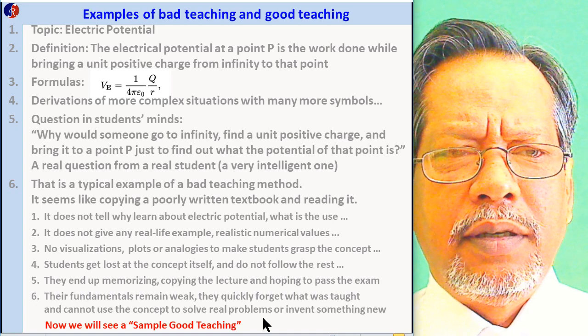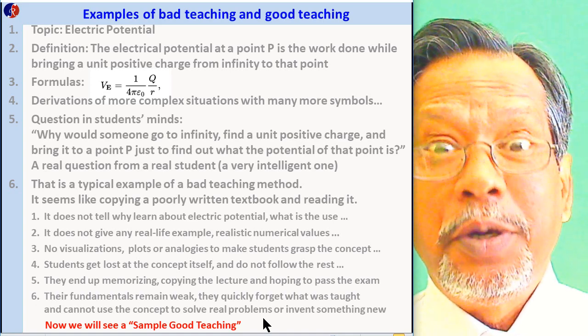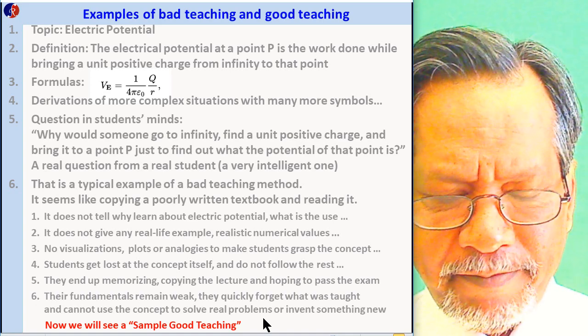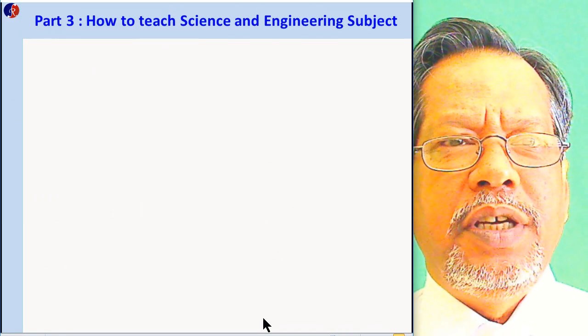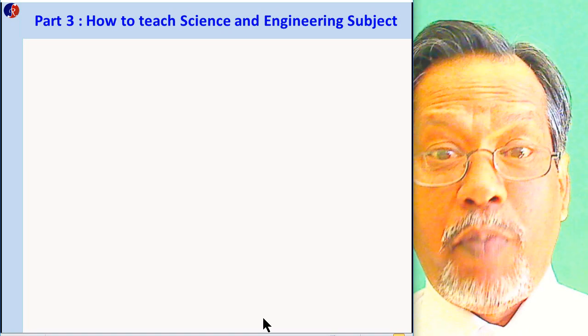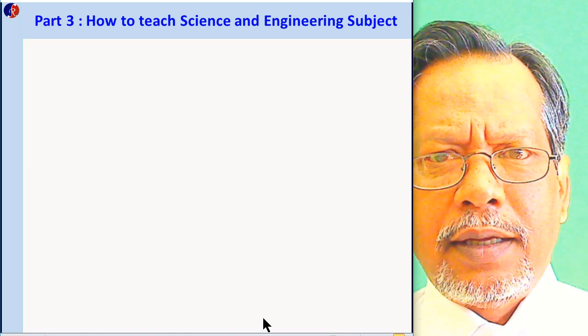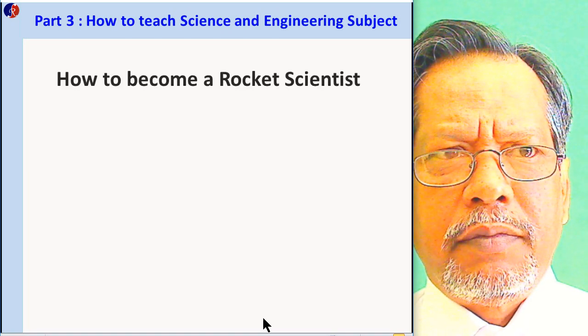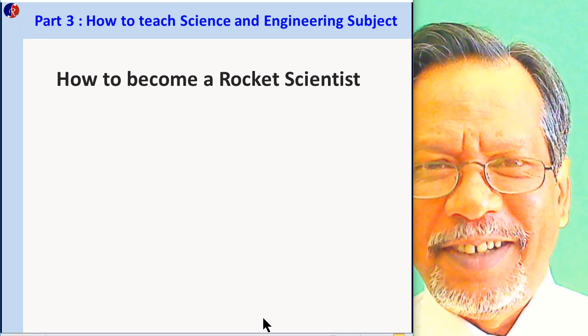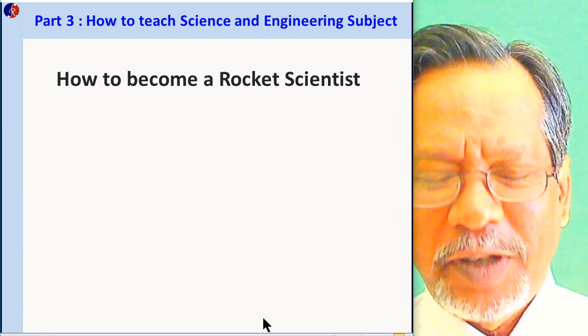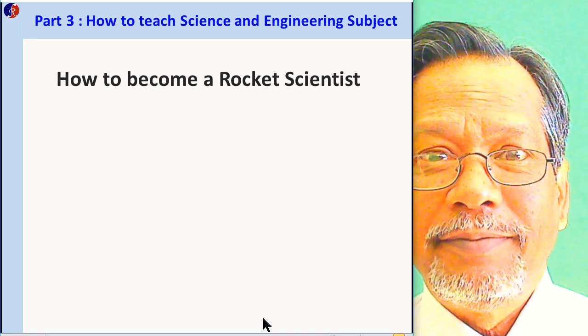Now let's see a sample of good teaching. Okay, are you ready? All right. How to teach science and engineering subject, part 3. How to become a rocket scientist. That's what we are going to learn today in the class. Okay? Students get excited.